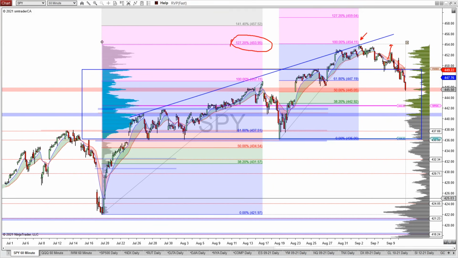And then on the downside, we were essentially looking at this value area high, which is somewhere around 449. We're saying that if it breaks back inside of this value area, then we will essentially be keeping an eye on this point of control, this composite POC at 442.